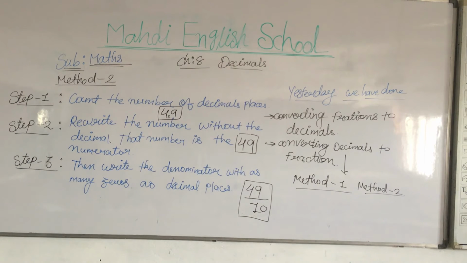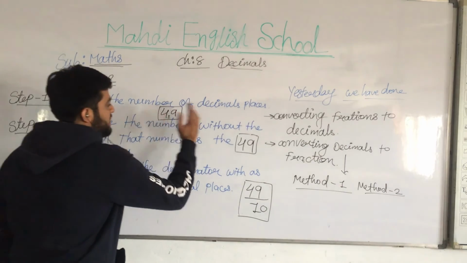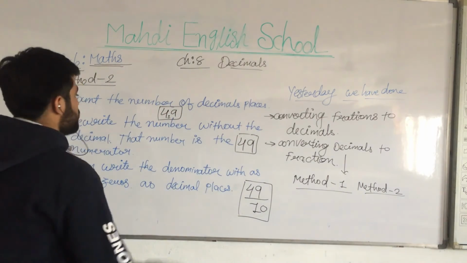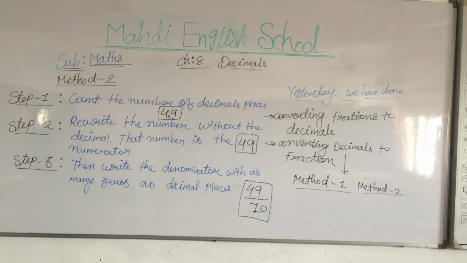49 means, in step number 1, it is 4.9, and we have to remove the decimal point. See this. We have to remove this decimal point, and then we will write here 49 like that. Understood, my dear students? So we have done step number 2.